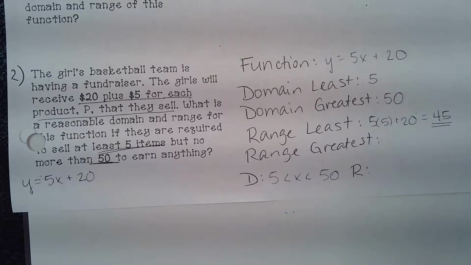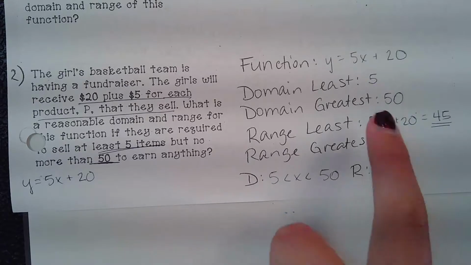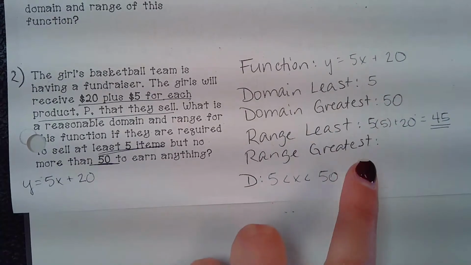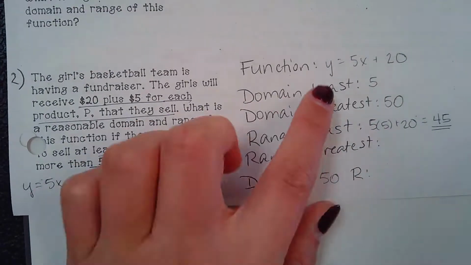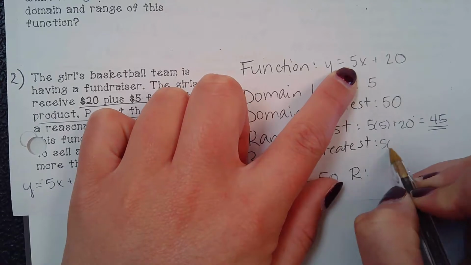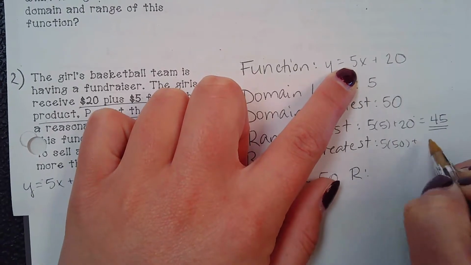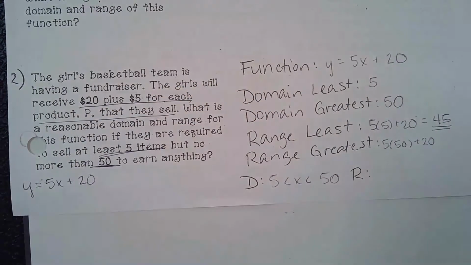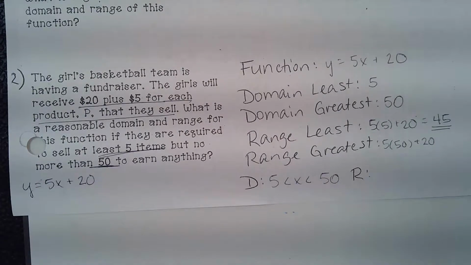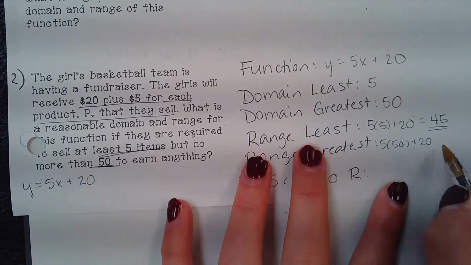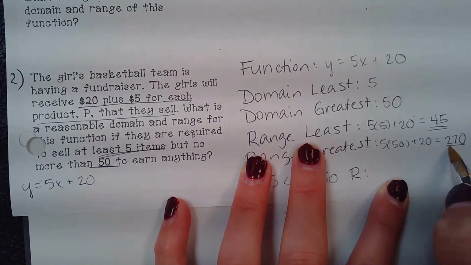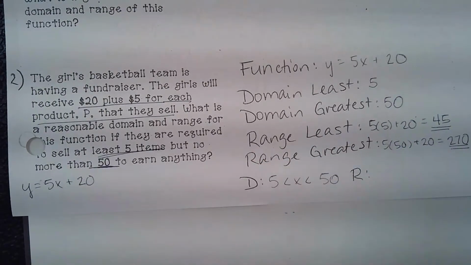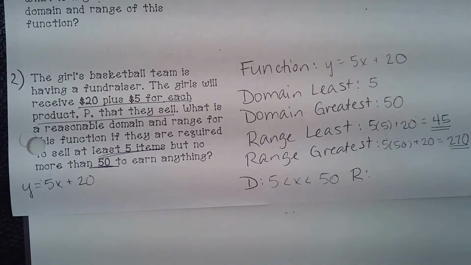So if we found our least amount for a range by plugging in the domain's least value, how are we going to find the greatest amount for a range? Exactly, plug in the greatest from your domain. So we'll plug in 50 this time. So we've got 5 times 50 plus 20. So 5 times 50 gives you what? 250 plus 20, 270. Then how would we write our range?